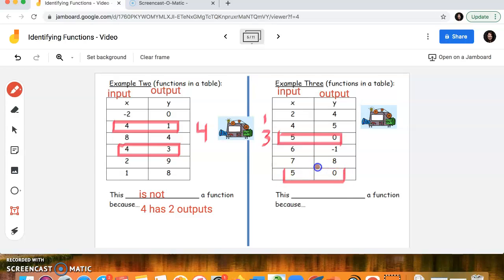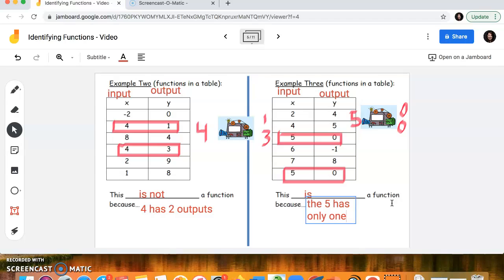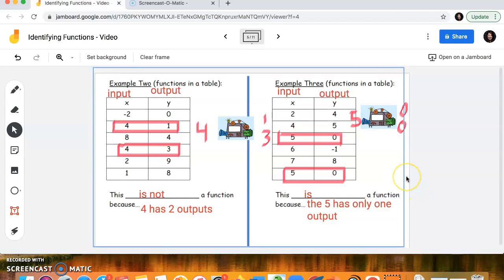So the question is, is this a function? We're putting in the number 5. Let's say I put in the number 5, I get out a 0. Then you go back up to the machine, you put in the number 5, and you get out a 0. Is that a function? This is a function because the 5 has only one output. So that is a function because the 5 has only one output.